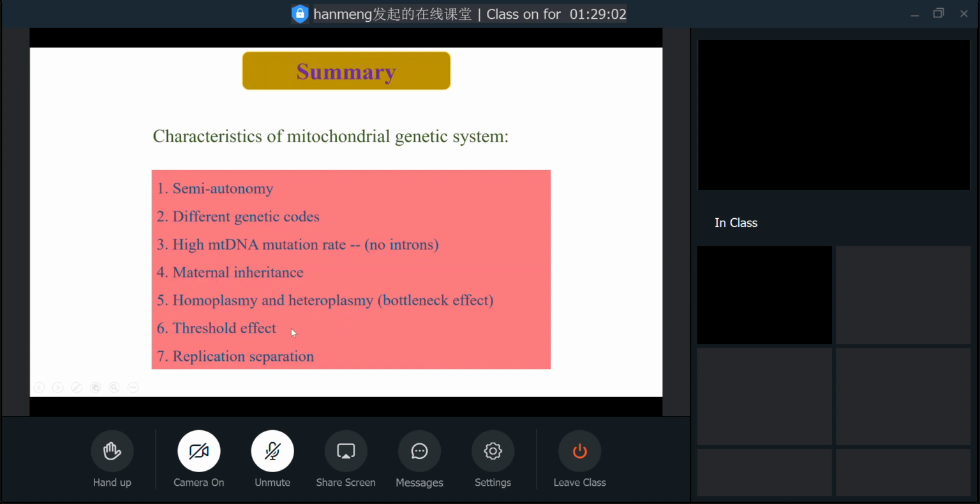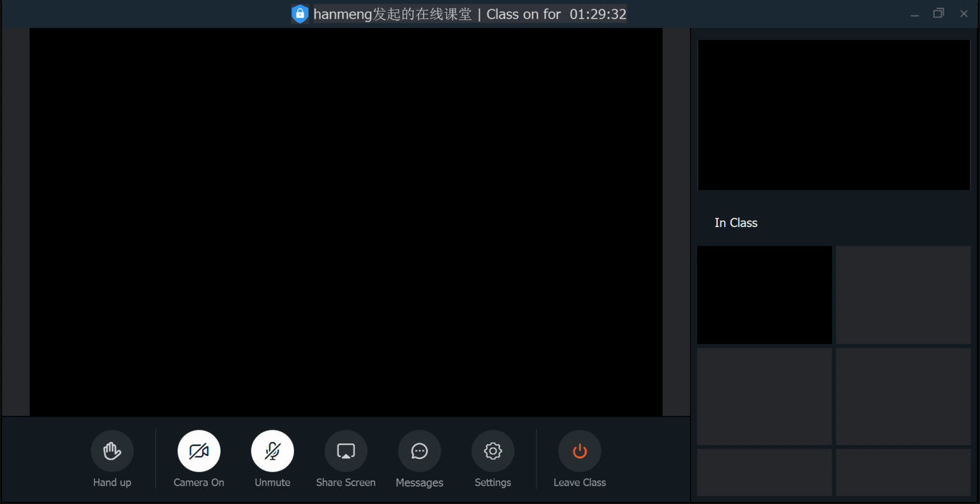Because the wild-type mitochondria can compensate for the mutated mitochondrial DNA, so it is a threshold effect. And the next is the replication separation. So what will the replication separation bring to mitochondria? You should also know.